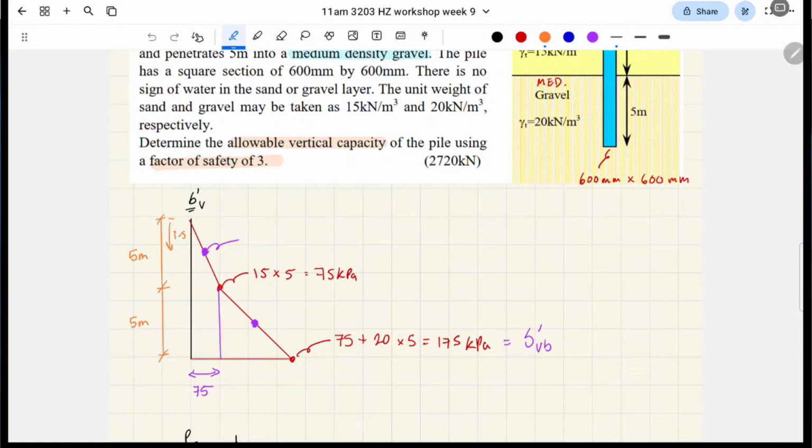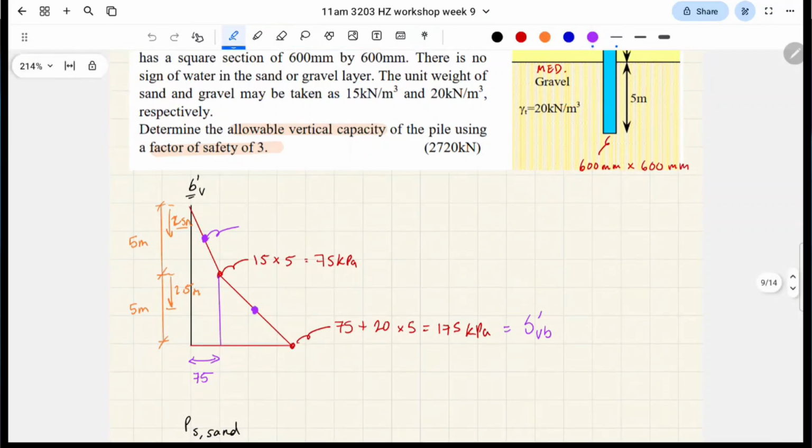So this goes down 2.5 meters. Sorry, that's a really bad 2.5. This goes down 2.5 meters as well. Oh my god, disaster. All right, anyway. So, to get the average vertical stress in the sand, we basically just average what the top and bottom points are. So the top is 0, because obviously it starts at 0. And then the bottom of that layer is going to be 75. So to get the average, we just half 75 essentially, right?